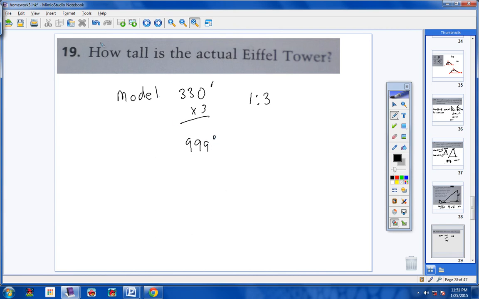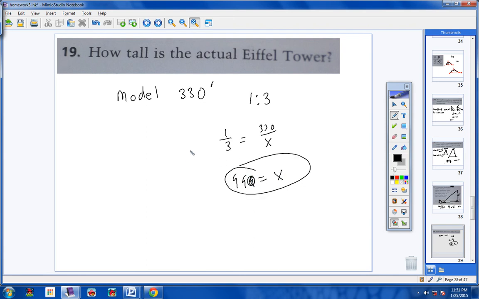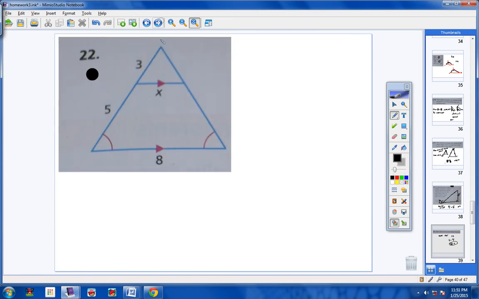Now, if you're confused about what I did, just look at it like this. Your ratio is 1 to 3, so 1 over 3. Of course, 1 is the smaller Eiffel Tower, the model, and your model's 330. So 1 over 3 equals 330 over x. Cross multiply, 990 equals 1 times x, which is x. So the real height of the Eiffel Tower is 990. Okay, moving on to numbers 22 through 25.